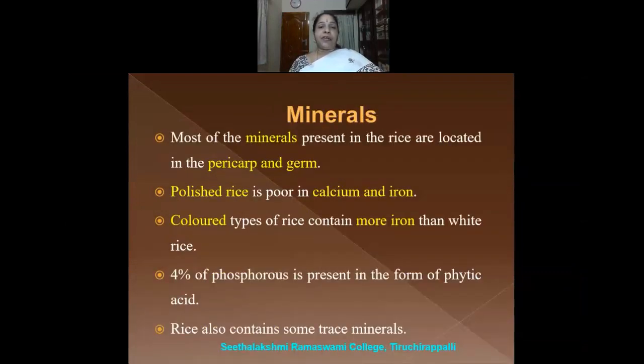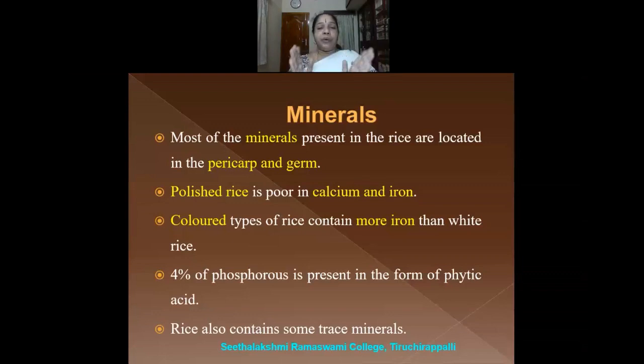Various minerals are also present in the rice grain. And most of the minerals are located in the pericarp and the germ. So this is very unfortunate. They are present in the outer layers of the rice. Polished rice is a poor source of calcium and iron.